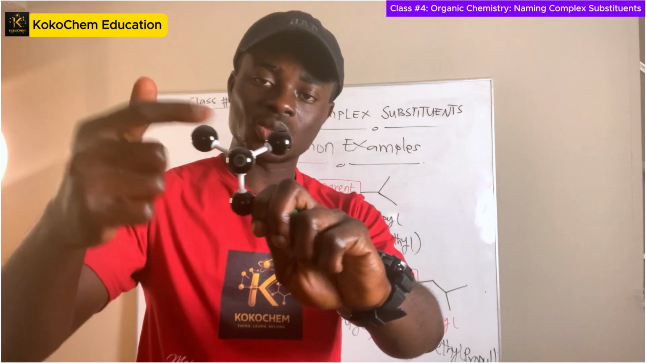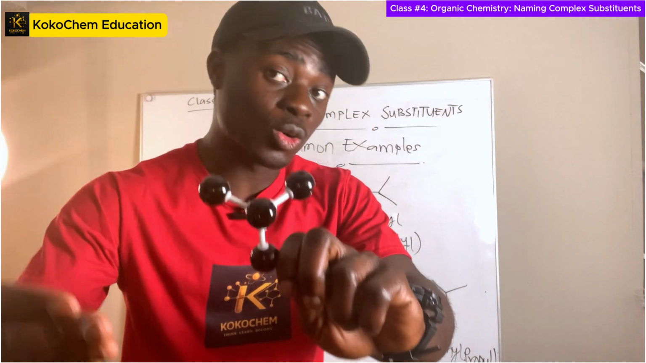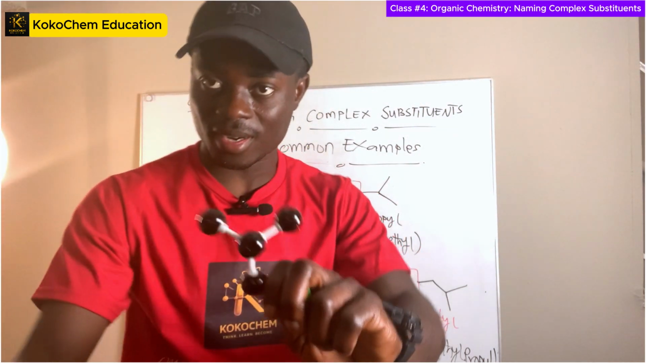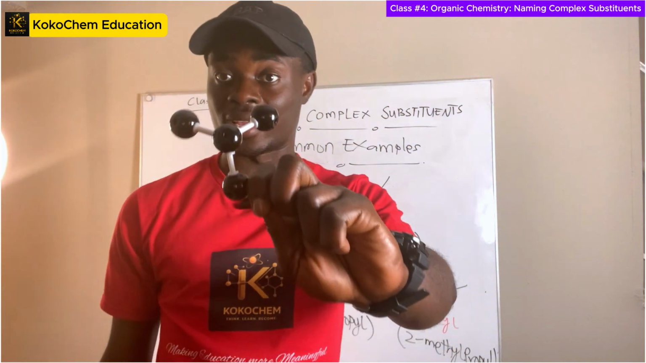This one will be 1, 2, 3, 4. So isobutyl, okay, because it has 4 carbons.